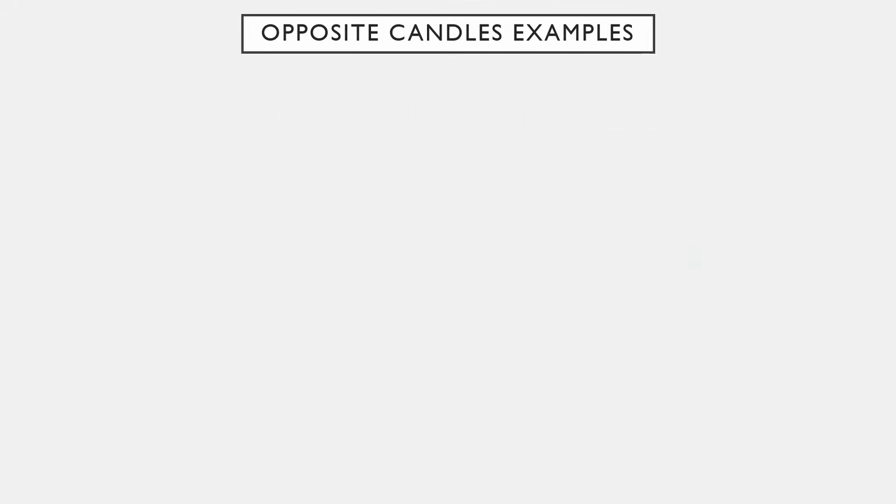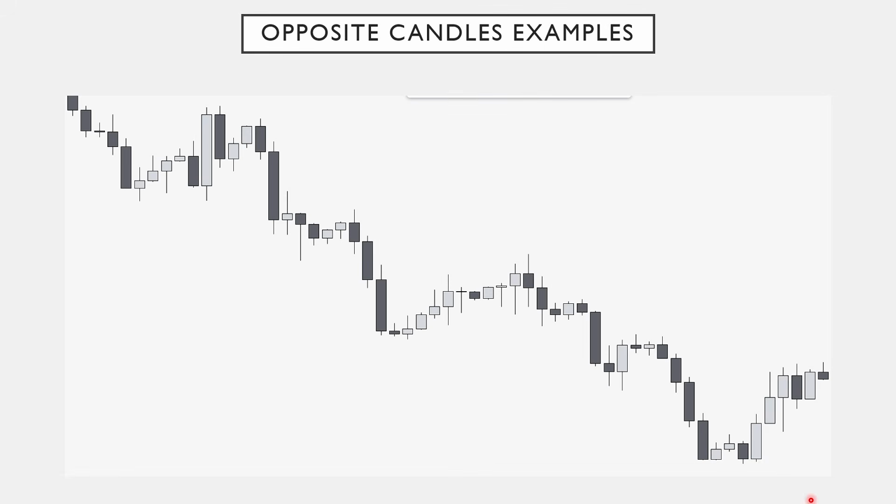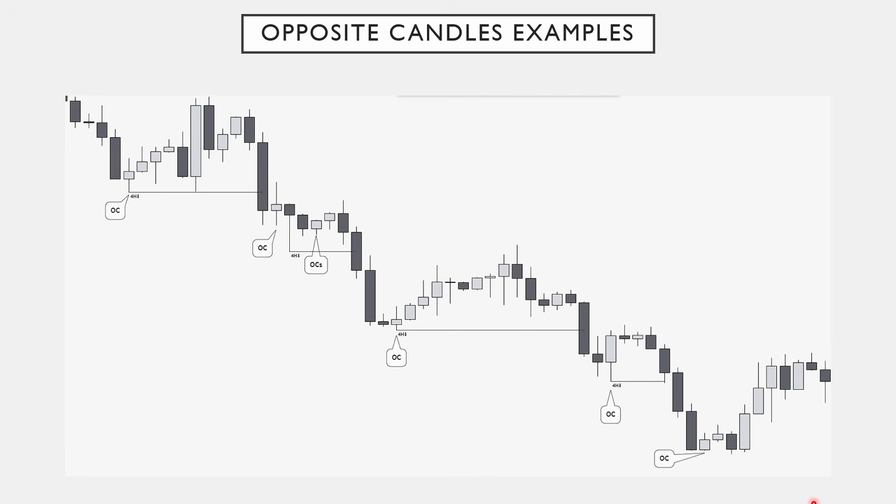Hopefully it makes sense. Now, let's give some chart examples. Let's plot a chart here, and I want you to pause the video and try to spot all the opposite candles. This is an overall downtrend, so pause the video and spot the opposite candles. Did you pause, you nasty? All right, I hope you did. So let's put them out. There we go. I actually took only the most important opposite candles that we need.